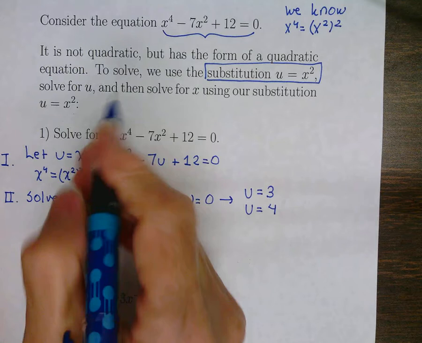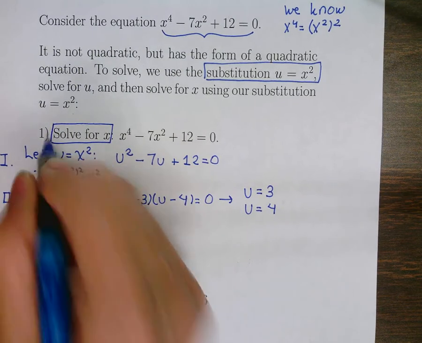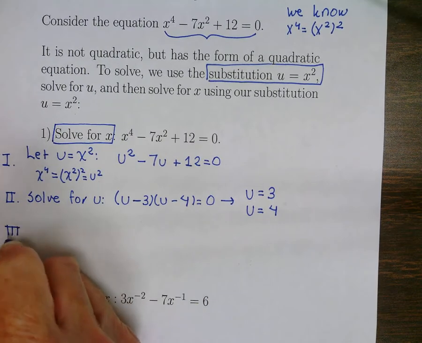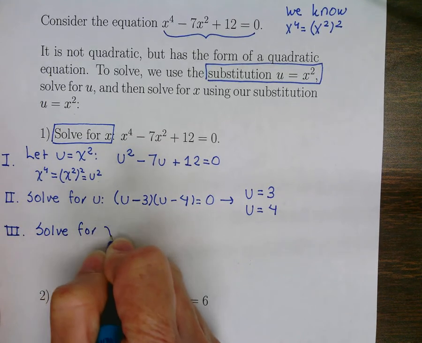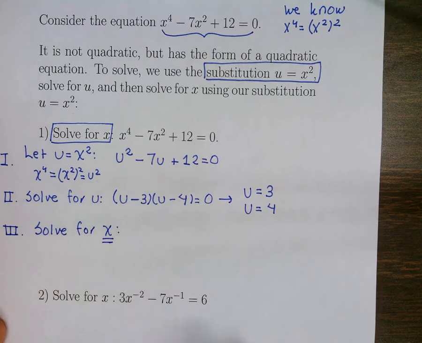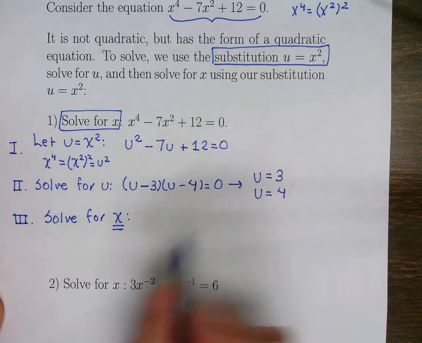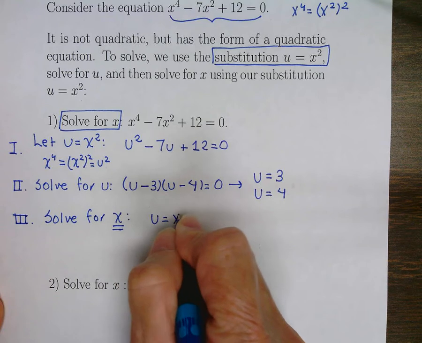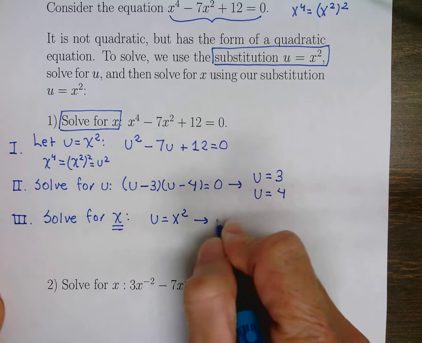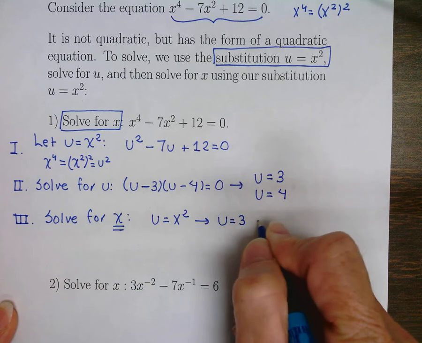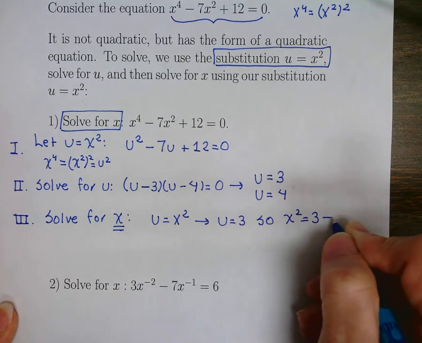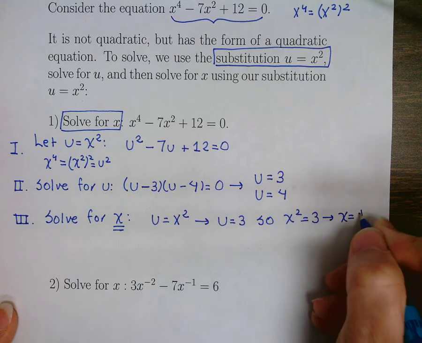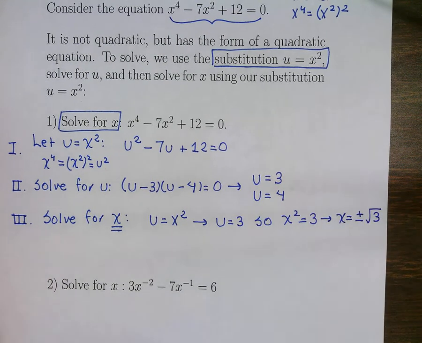But what we wanted to do was to solve for x. So the last step is to solve for x. All right? And so what do? Well, I know that u equals x squared. So if u equals 3, that's the same as saying x squared equals 3, and we can solve that by taking the square root of both sides using our square root property. x is plus or minus the square root of 3.